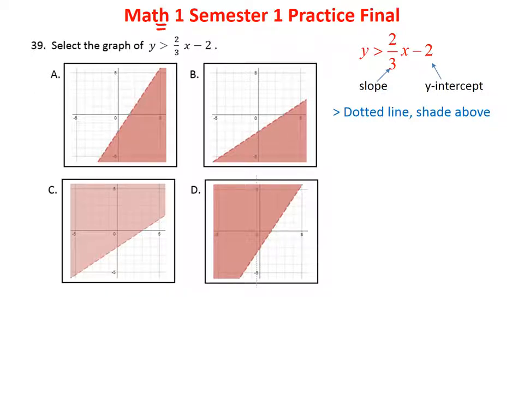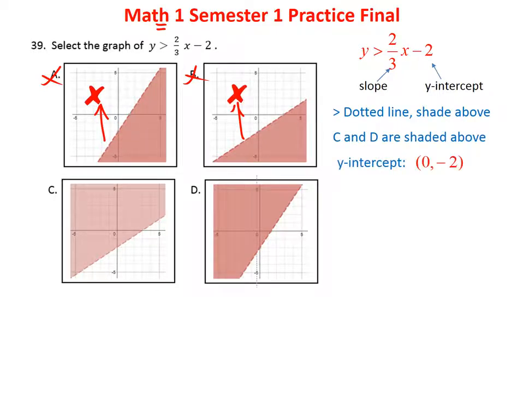Because it's greater than, it's a dotted line, and we shade above. So C and D are shaded above. Because these two are shaded below, I know A and B aren't true. They're shaded below. We need to be shading above. Now all we have to decide on C and D is which one is that line. So at this point, the y-intercept is 0, minus 2, and I notice here and here they're both good for the y-intercept.